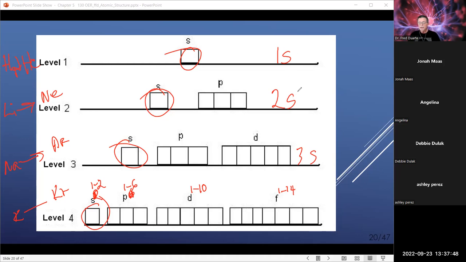So everybody has S orbitals from 1 through 7. We've got 1S, and all the way down to 7S. The P orbitals don't come into play until we reach the second energy level. The D orbitals don't come into play until we reach the third energy level. And then the F orbitals come into play starting at the fourth energy level.